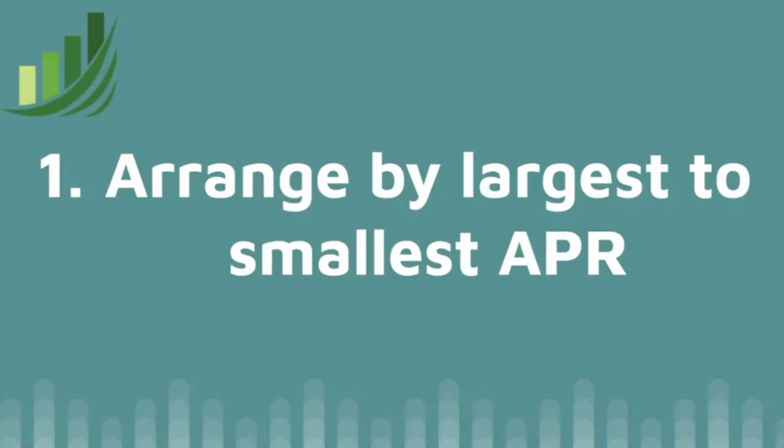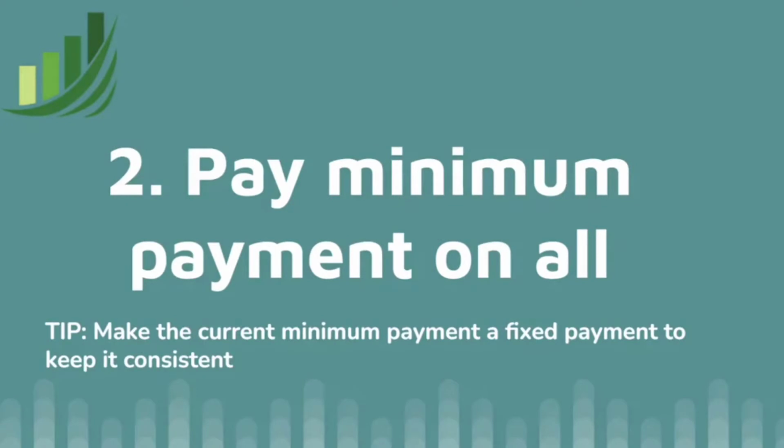What you want to do is look at either your debt spreadsheet or a handwritten one and arrange your debts from largest to smallest based on APR, or the interest rate of that particular debt. Step 2, pay minimum payment on all.